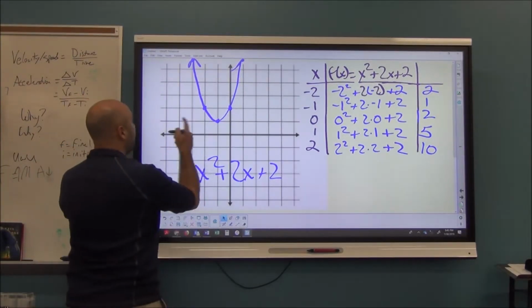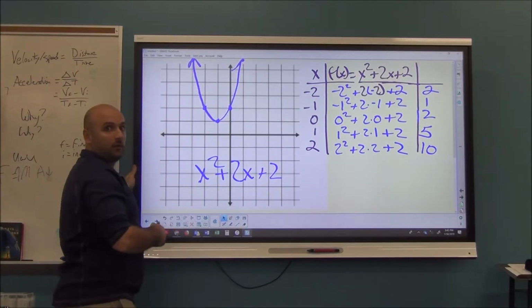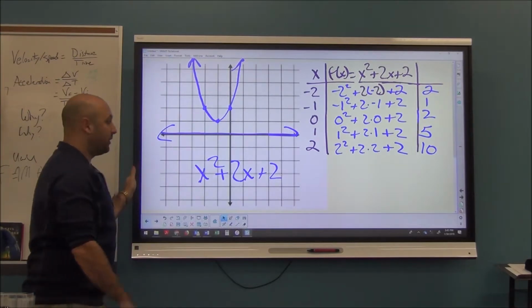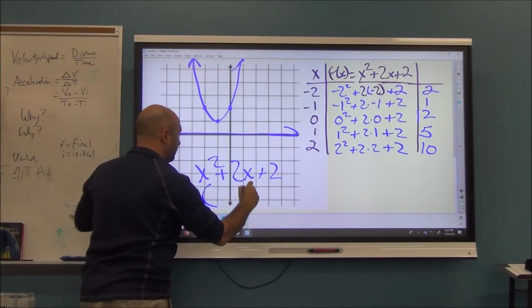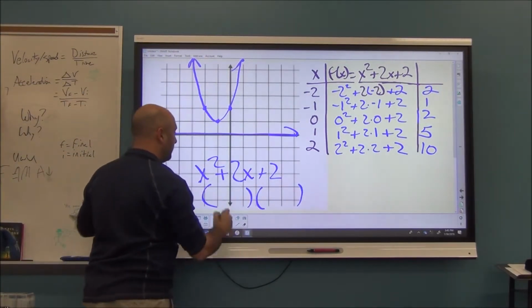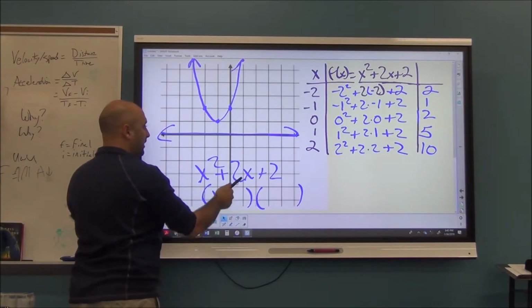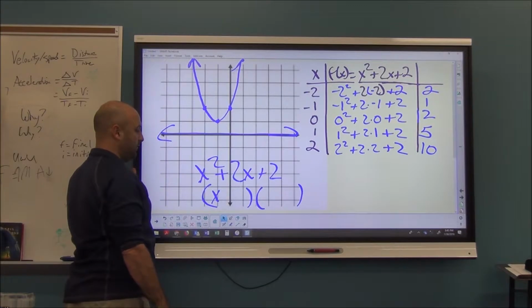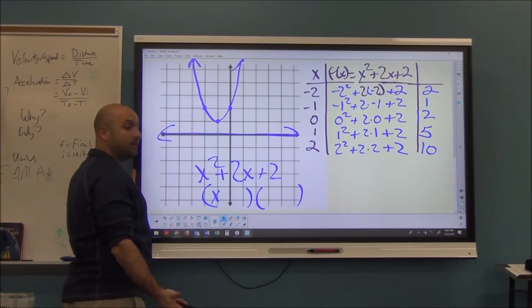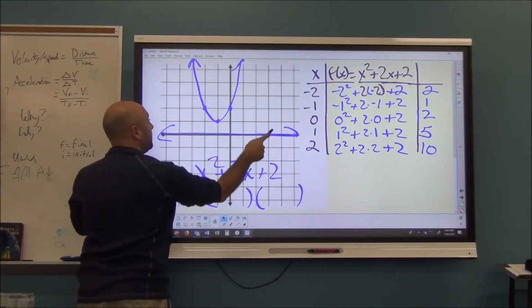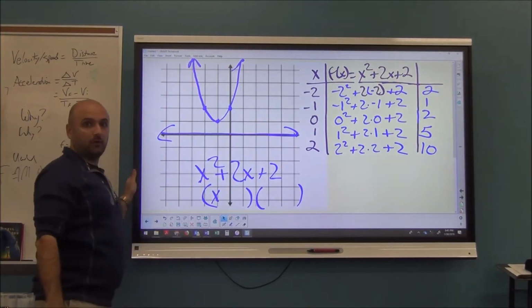If you'll notice, does my quadratic cross the x-axis anywhere? The answer is no. So if I try to break it down into intercept form, what number multiplies to 2 and adds to 2? Odds are you probably can't think of one, and that's because there are no zeros. There are no intercepts here.